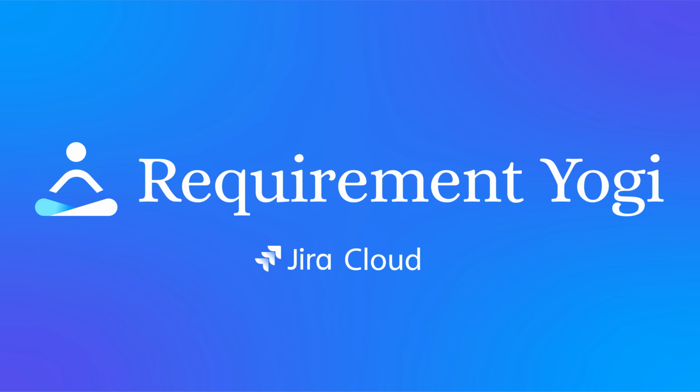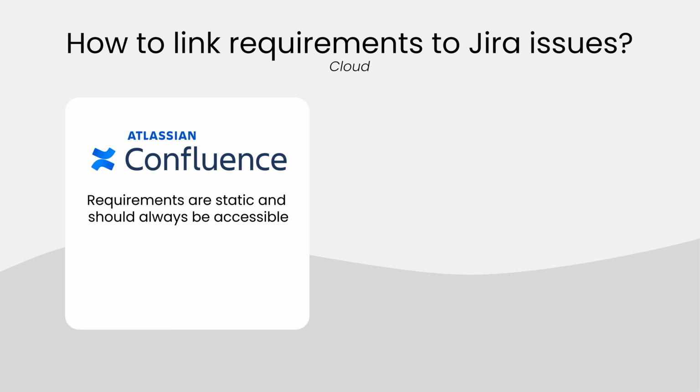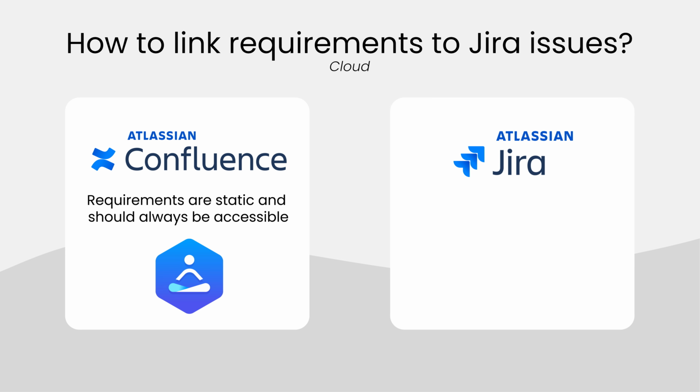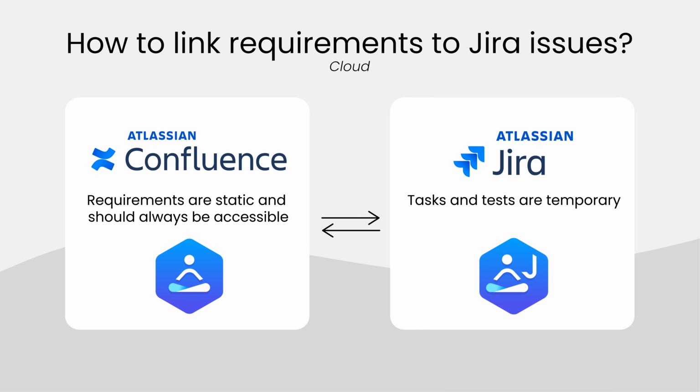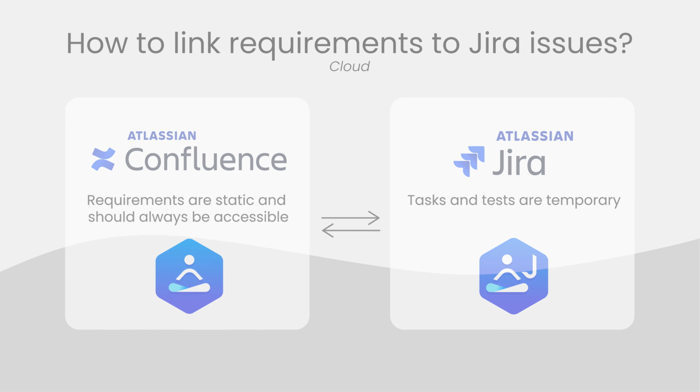Welcome to another tutorial for Requirement Yogi Cloud. Requirements are static information, they should remain accessible forever, and that is why our main app is in Confluence. Tasks or tests are temporary, they should be managed in Jira and linked to requirements for traceability reports. That's where our Jira integration comes in.